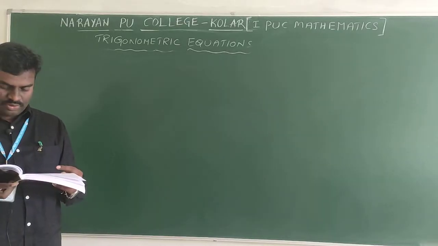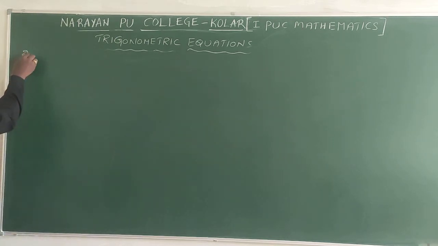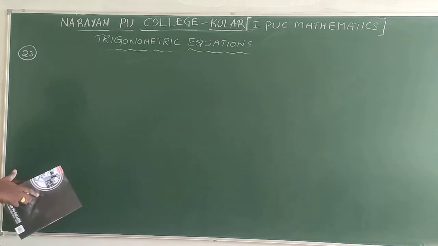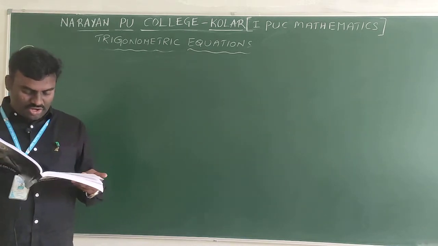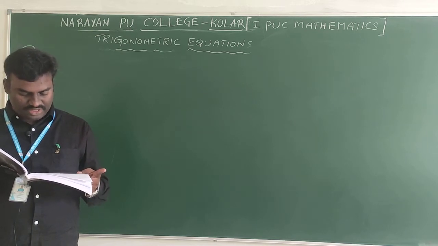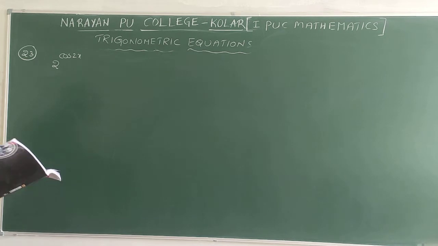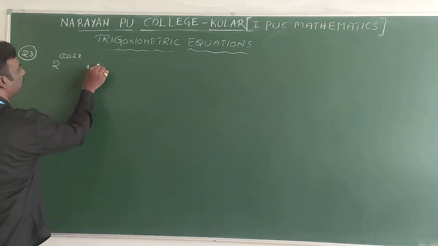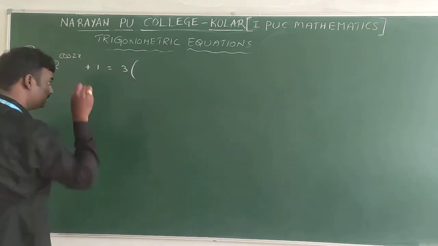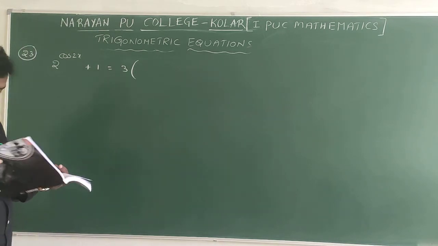Next we will discuss question number 23. Which of the following is not a general solution of the equation? 2 power cos 2x plus 1 is equal to 3 into 2 power minus sin square x.